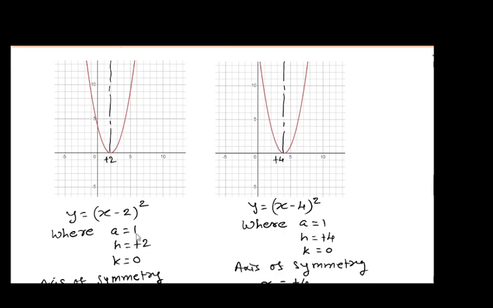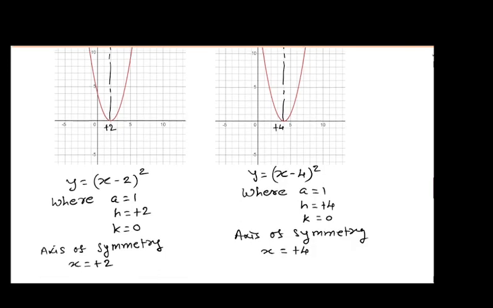Here a value is 1, h value is positive 2, and k value is 0, right? So because my h value is positive 2, my axis of symmetry is 2, because the parabola moves from 0 in the earlier graph. In the standard graph it was at 0, now it moves 2 units to the right, and my axis of symmetry is now x is equal to plus 2.